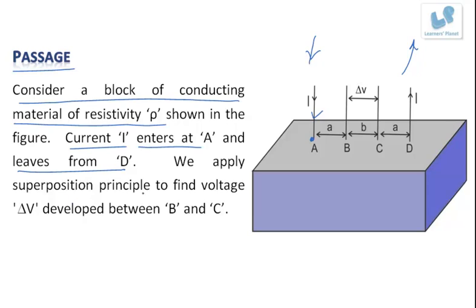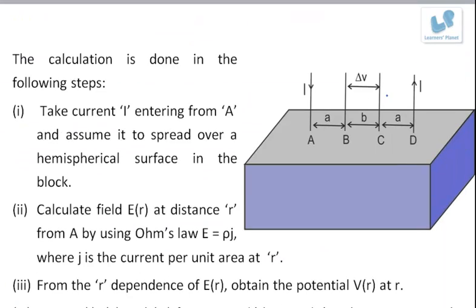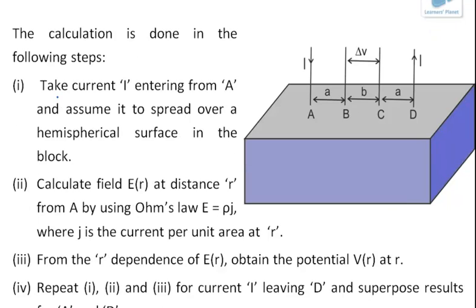We apply superposition principle to find voltage delta V developed between B and C. We have to find out the potential difference across points B and C. Now the calculation is to be done in the following steps. Take current I entering from A and assume it to spread over a hemispherical surface in the block.